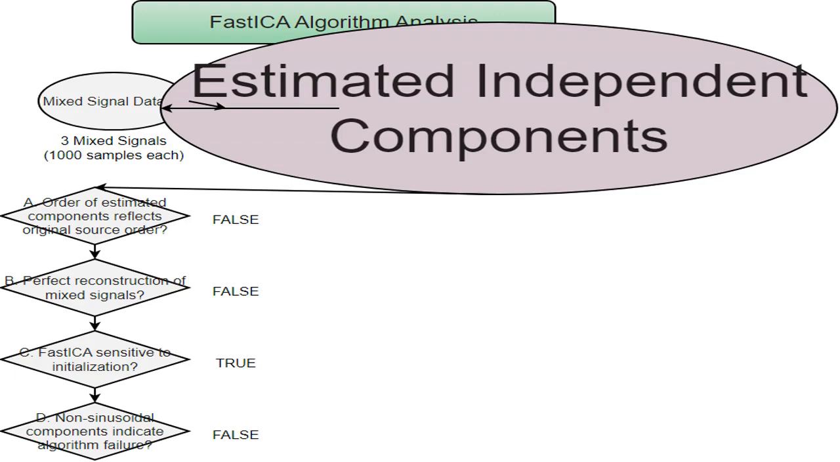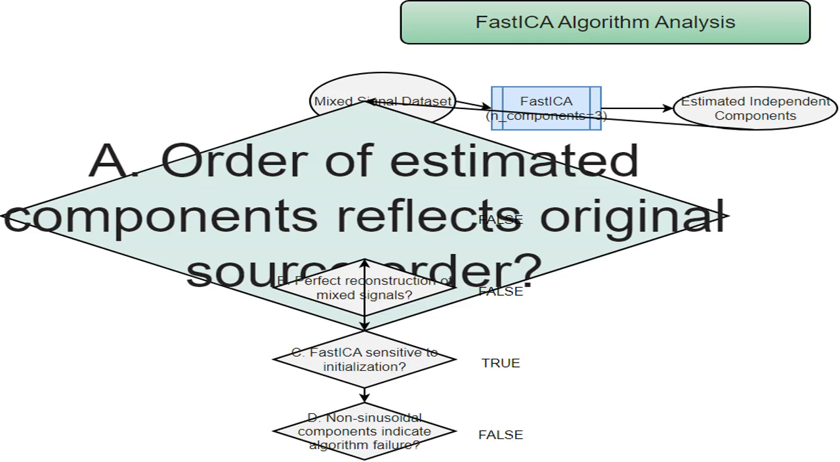I discovered that fastica doesn't always perfectly reconstruct the original mixed signals. There might be a tiny loss of information, like some faint echoes or distortion, due to the algorithm's limitations or noise in the original data. It's not always perfect.